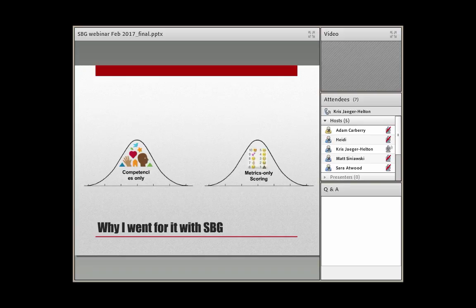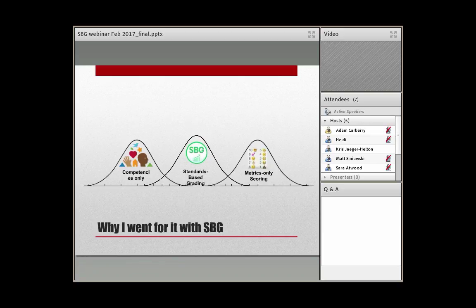But, and I do apologize, this doesn't look the same on your screen as it does on mine. This should be one word, competencies only. I looked at the two ends of the continuum of just evaluating students on competencies, sort of the Montessori, have you accomplished this viewpoint. And then on the other end of the continuum, metrics only scoring, which is what I've been doing for the most part up to this point in time.